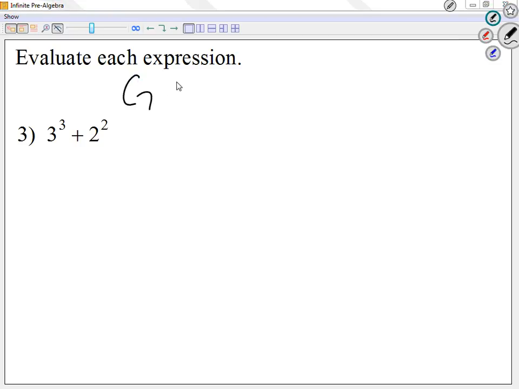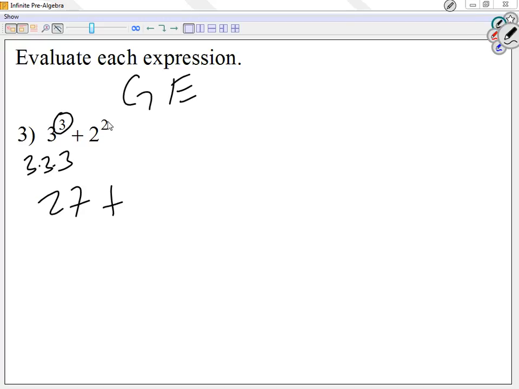I see no groups, but then I go to exponents. Remember, 3 to the third is 3 times 3 times 3. That little number on top tells me how many times I'm going to repeat the number. How much is 3 times 3 times 3? 27. I still see another exponent here, that is 2 times 2. The little number on top told me how many times. I think we can agree that's 4. At the end, I have 27 plus 4, which is 31.